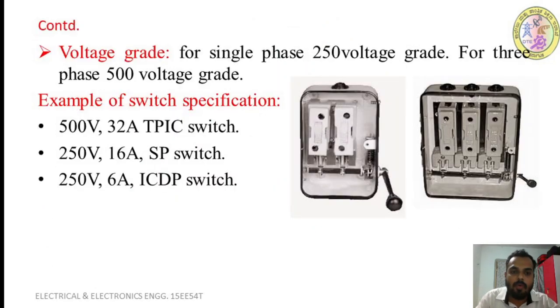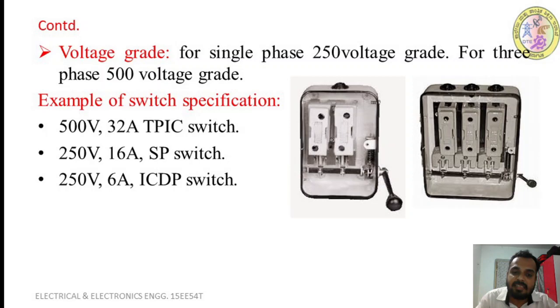So next we have voltage grade. For single phase, 250 volt grade switches are used. For 3-phase, 500 volt grade switches are used. So these are some examples of switch specifications, like 500 volt 32 ampere TPIC.